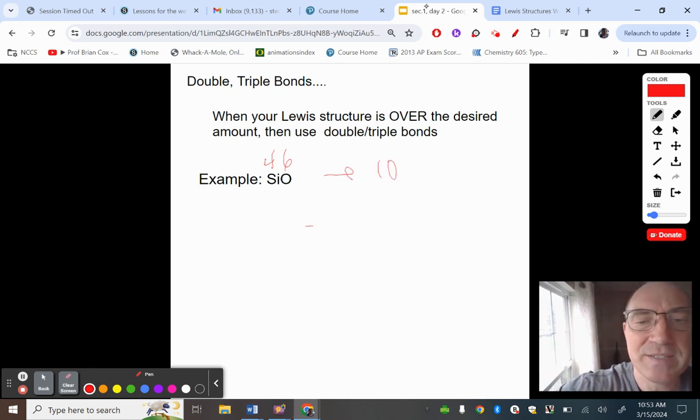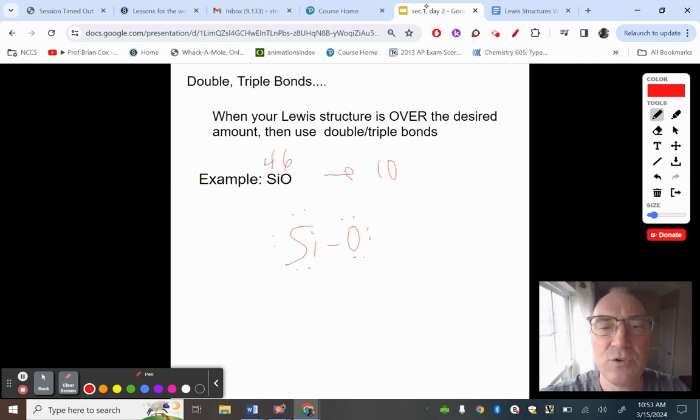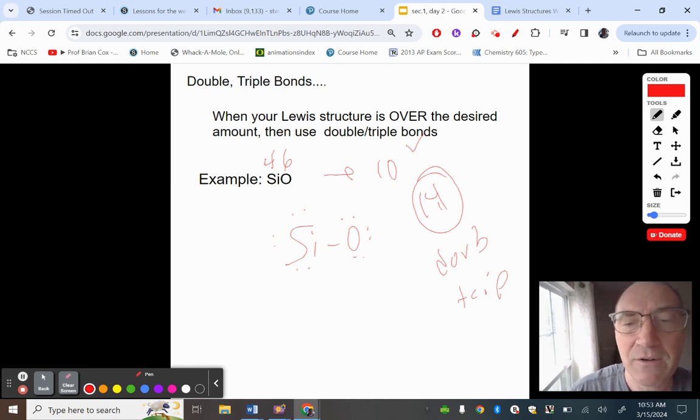So Si is going to be my center atom. So we're going to bond these together, and then everybody gets 8. And then you count. Okay. And when you count, you're going to find out this is 2, 4, 6, 8, 10, 12, 14. So 14. Anytime that you are over this number, that means you need to add double or triple bonds. Okay, so you use the valence electron count to see how many electrons you need to add.